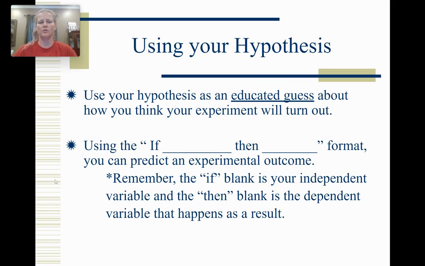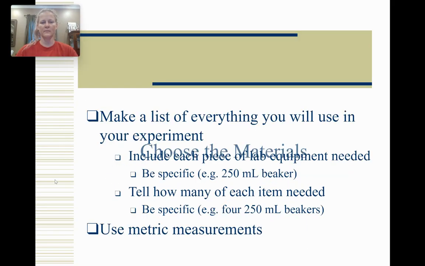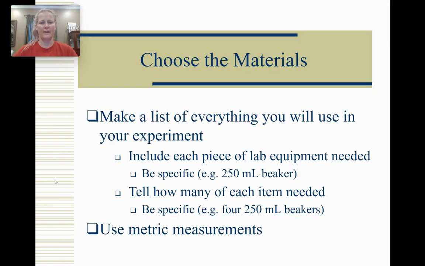Make sure that you use your hypothesis as an educated guess about what you think may happen in the experiment. And you're going to use that if blank, then blank format where you can predict that experimental outcome. So remember that your if blank is your independent variable that you're going to change. And the then blank is the dependent variable, or what you expect to happen as a result of the independent variable.